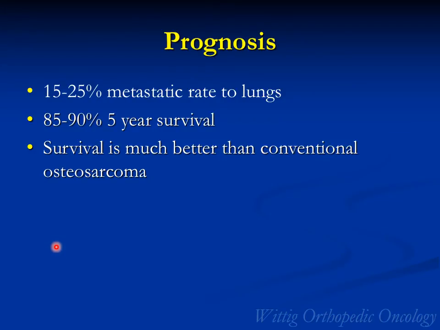The prognosis of a periosteal osteosarcoma: there's a 15 to 25% metastatic rate to the lungs, or an 85 to 90% 5-year survival rate. Survival is much better than a conventional osteosarcoma, and there's a much lower metastatic rate.